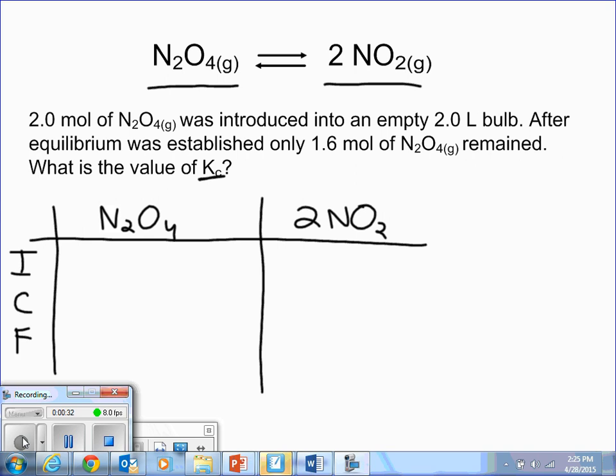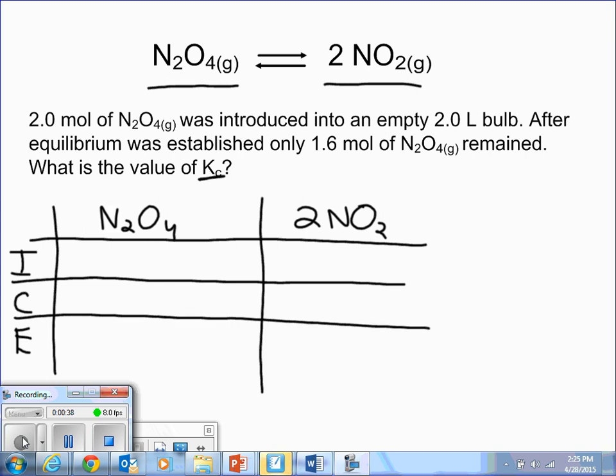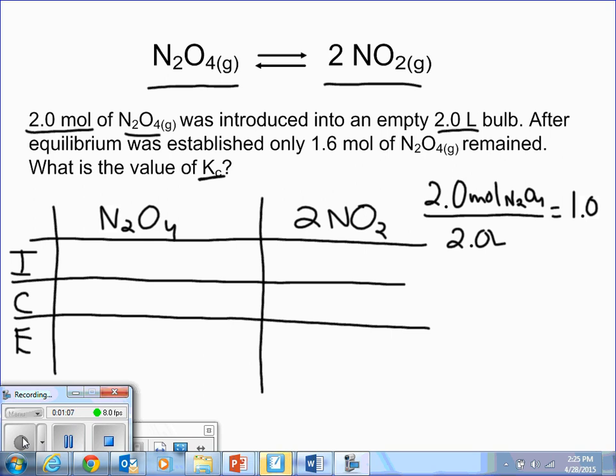Set up your ICE table, initial, change, equilibrium, and then sub in the values that you're given in the question. So the information that I have is I know there's 2 moles of my product introduced in a 2-liter bulb. So remember, whatever you sub into your ICE table has to be in moles per liter. It can't be in moles, it can't be in grams, it can't be in liters, it's got to be moles per liter. So 2 moles of N2O4 divided by 2 liters gives us 1 mole per liter. So we can sub that in for our initial value.